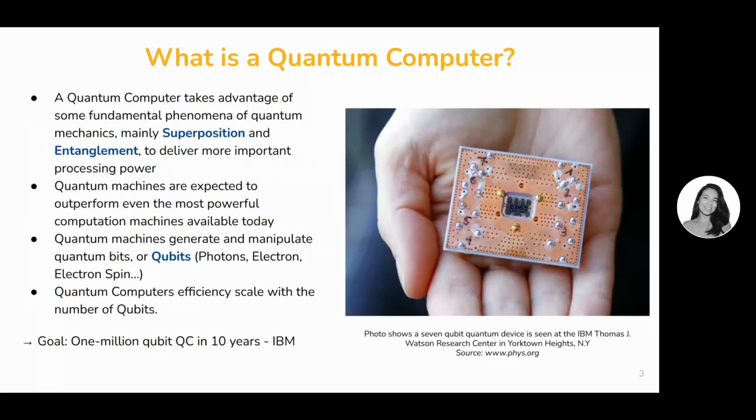So let's start with what is a quantum computer. A quantum computer is a computational machine, okay? And the main difference of quantum computers with regards to conventional computers is that it is based on new phenomena of nature, which are mainly two. First is called superposition, and the second is called entanglement. And these are the key phenomena that make quantum computers powerful. So the main advantage of using quantum computers is to deliver more important processing power.